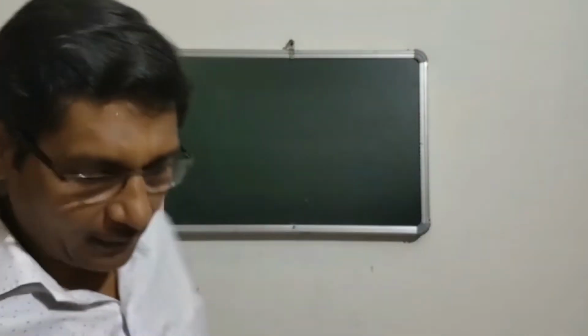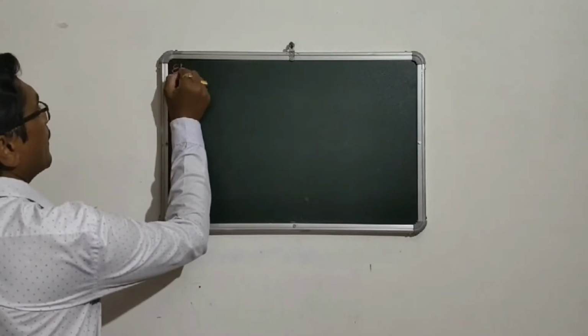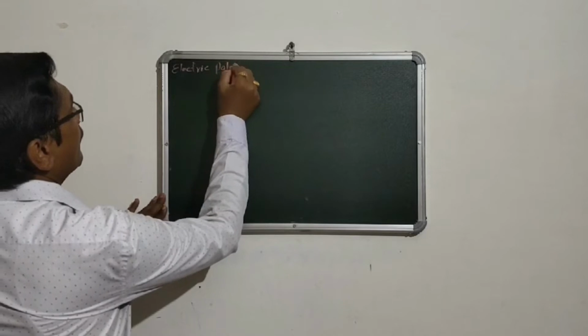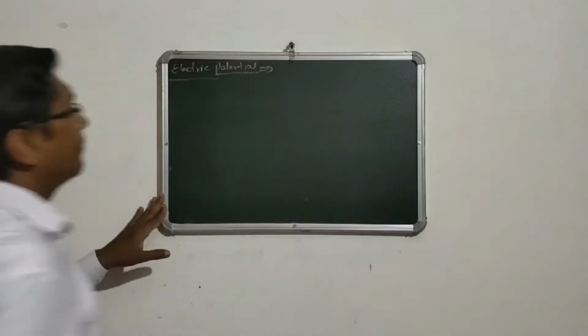Good morning, students. In today's class, we are going to discuss the second chapter of physics, class 12th: electric field, electric potential and capacitance. First of all, we are going to discuss electric potential. Then, what is electric potential? Electric potential and electric potential difference.